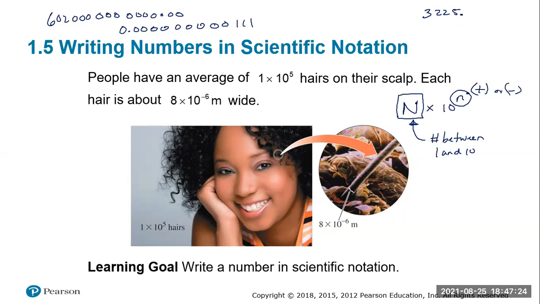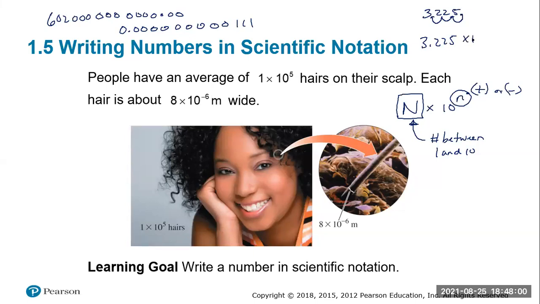I want a number that is between 1 and 10. If I move the decimal place to the left one spot, that now is 322.5. That clearly is not between 1 and 10. One more decimal place, that is now 32.25, which again is not between 1 and 10. I go one more place, and that is 3.225. That is a number between 1 and 10. That is the correct way to start your scientific notation.